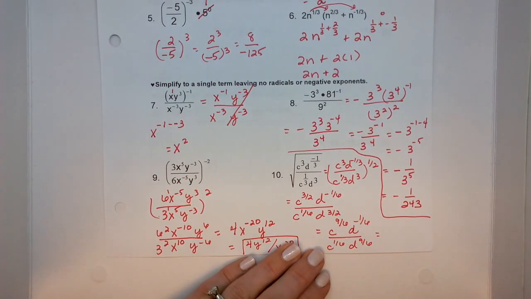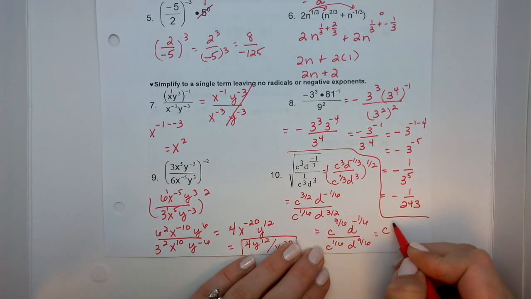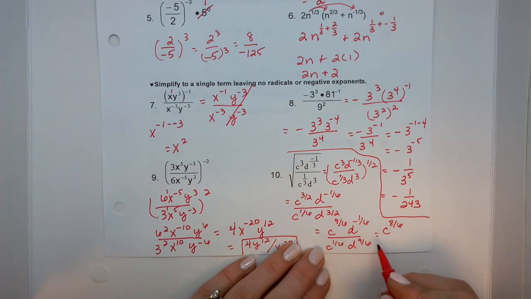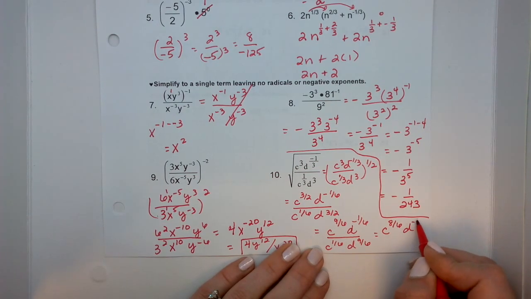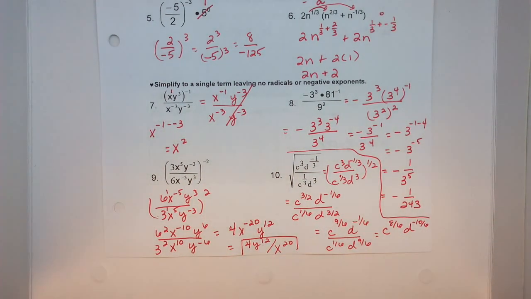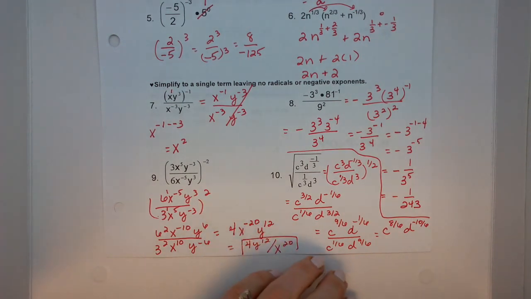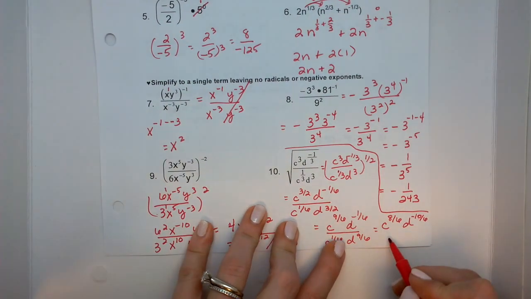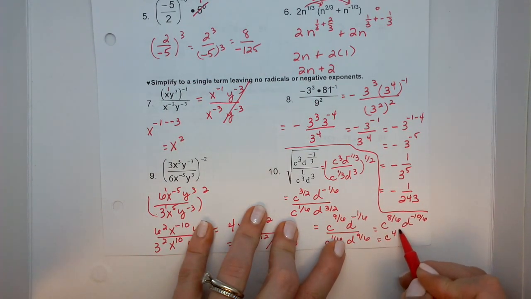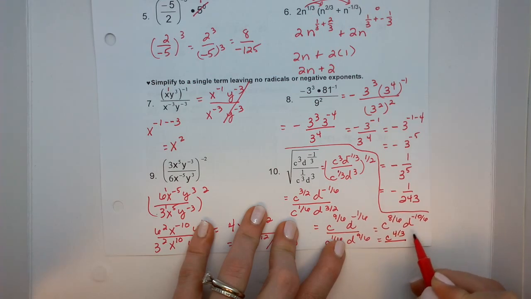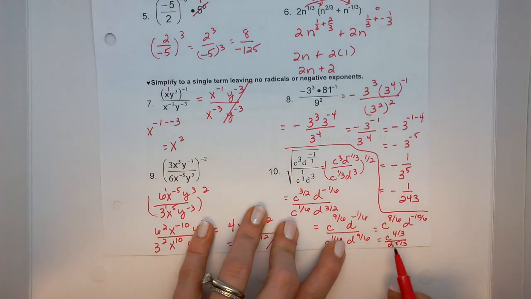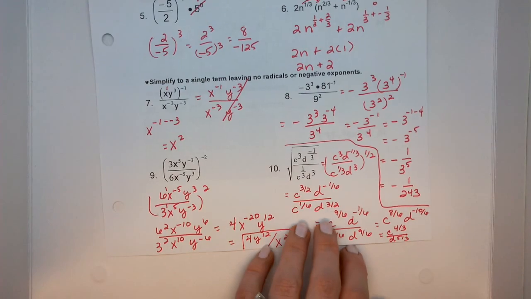Okay, so 9/6 minus 1/6 is 8/6. Negative 1/6 minus 9/6 is negative 10/6. Okay, and I can rewrite this as, I'm running out of room here, c to the 4/3 all over d to the 5/3. Okay, that's c raised to the 4/3 divided by d raised to the 5/3.